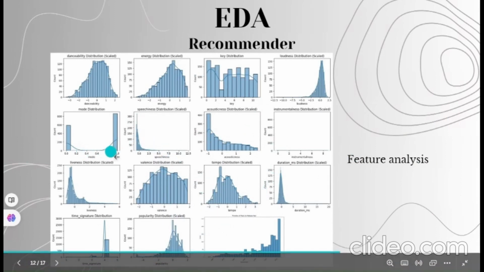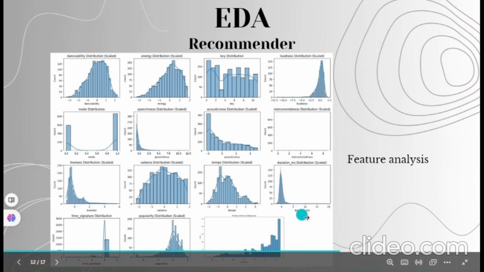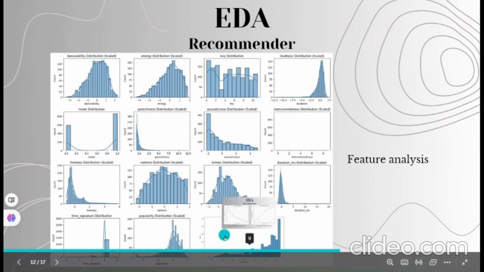Here we can see that the mode feature only has two values, 0 and 1. Key distribution is not a feature which we will take into account, but we got it from the Spotify API. Instrumentalness mainly has 0 value among all the songs. Duration_ms has some peak values among 0. All the rest of the values are scaled except mode, key, and time signature.